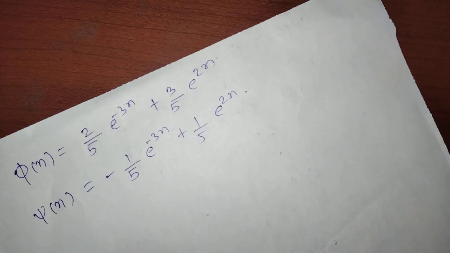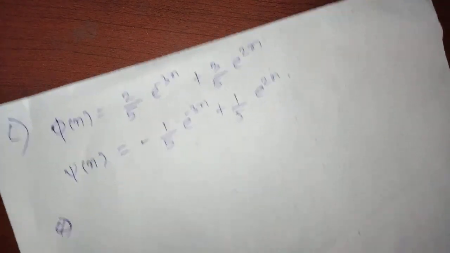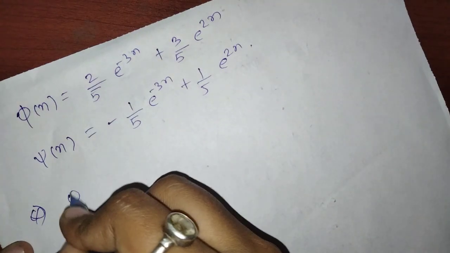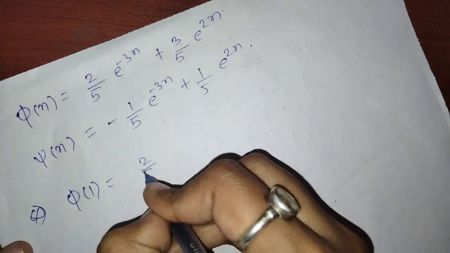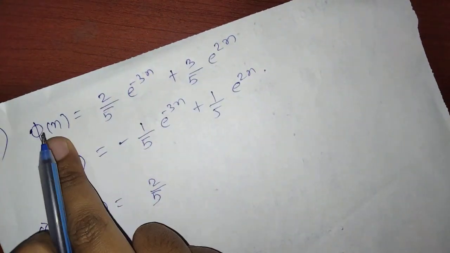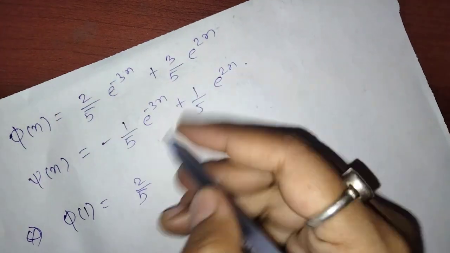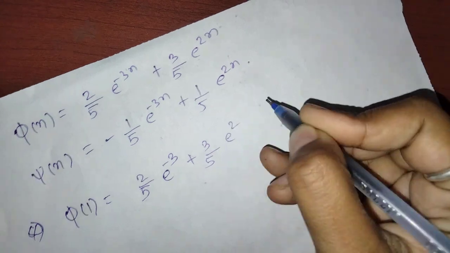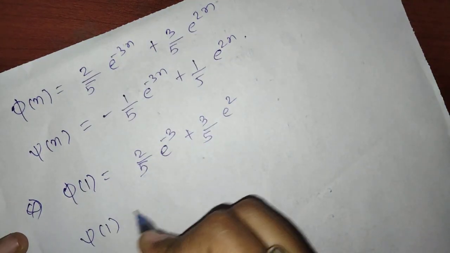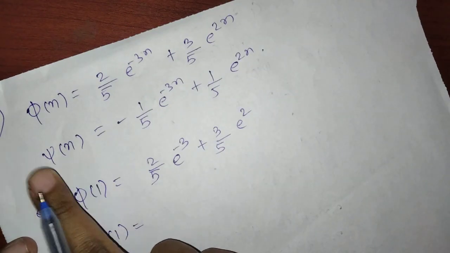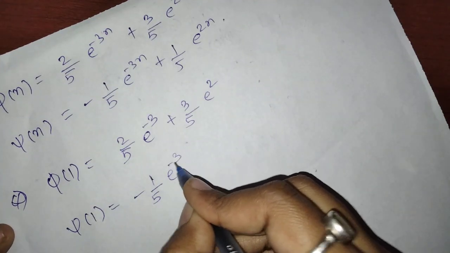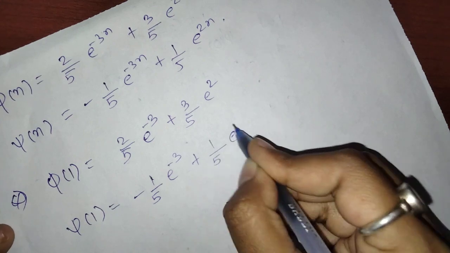Now this is for part c. What is your c? Compute phi of 1 and psi of 1. So phi of 1 is equal to, replace x by 1 in this equation, we get 2 upon 5 e raised to minus 3 plus 3 upon 5 e square. And psi of 1 is equal to, replace x by 1 in this equation, we get minus 1 upon 5 e raised to minus 3 plus 1 upon 5 e square.